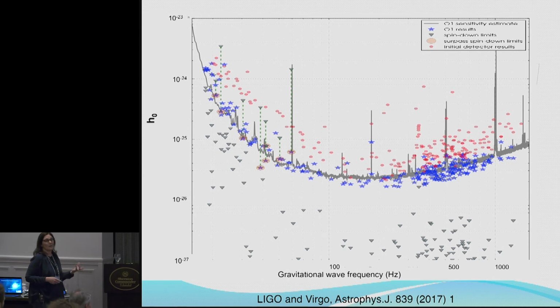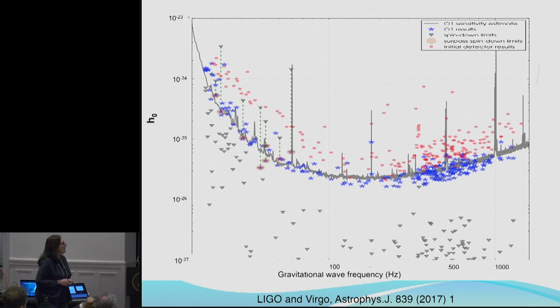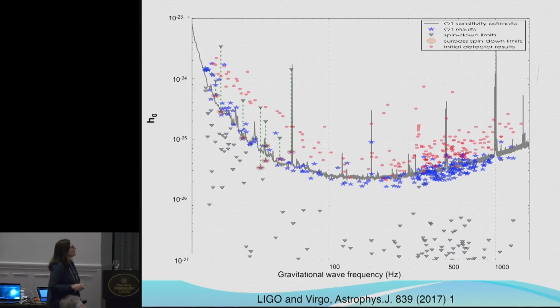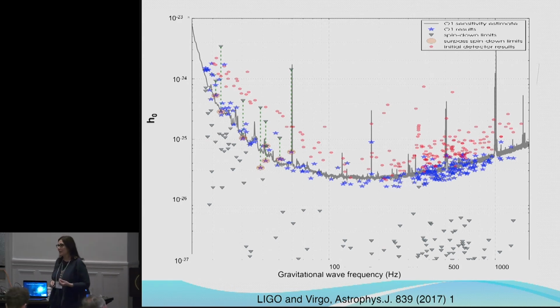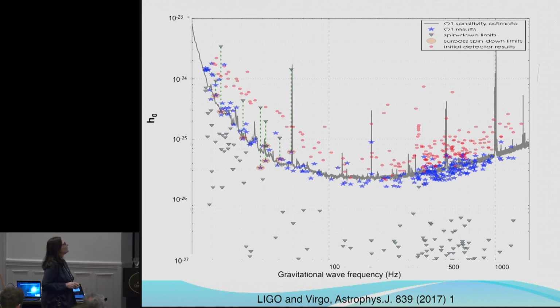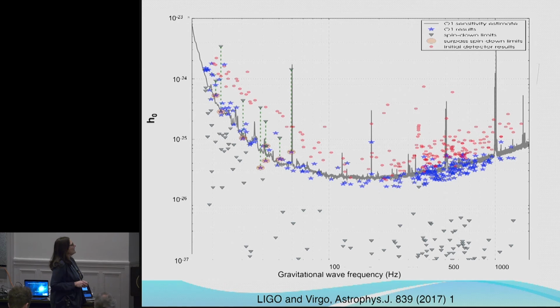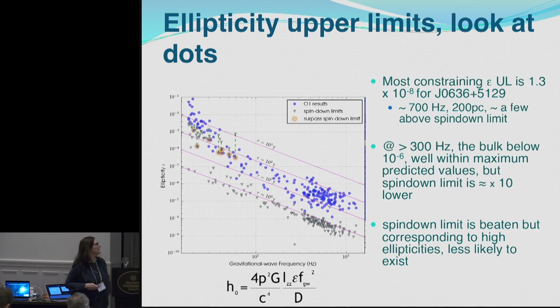Means that our measurements are actually more constraining. And the objects for which there is a little circle around the star are the handful of objects for which, in fact, our upper limits are more constraining than these indirect spin-down upper limits. And there's a handful of objects here.